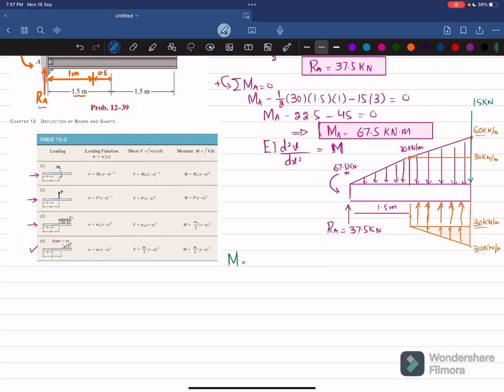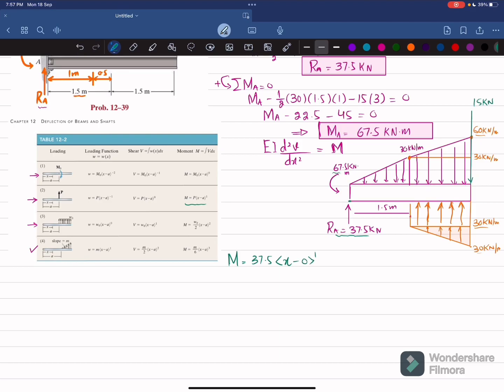You can see first we will take this Ra, 37.5, that is a point load. So you will consider this moment equation. So M is P into X minus A. So P will be 37.5 into X minus. Now here A is equal to 0, because it will act from this starting point. So X minus 0 power 1.